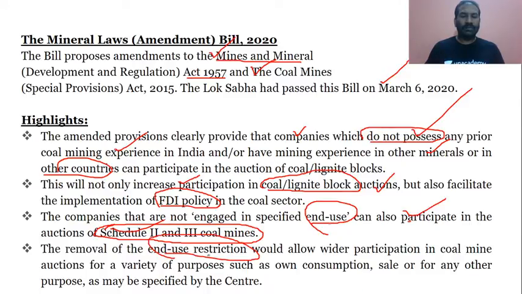We have seen that the end use restriction has been removed. Why have they removed it? By removing the end use restriction, it allows wider participation in the coal mine auctions. Auctions are very important, and in the auction a larger number of participants is very important, especially in regards to this bill, that is, the coal and lignite block auctions.